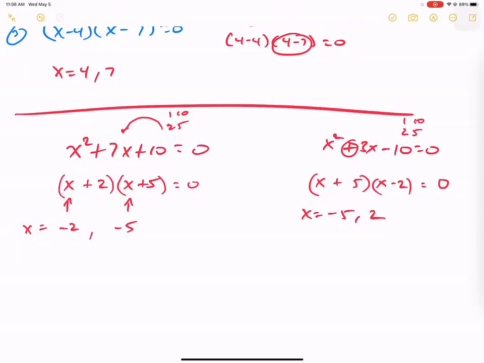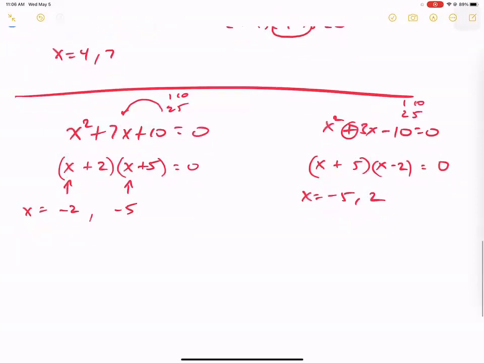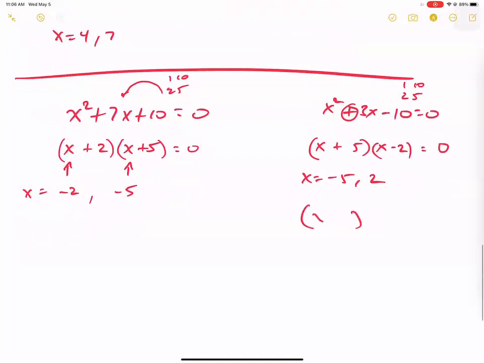Okay. I'm going to give you one larger problem. Does order matter? Great question. Order does not matter. If I write x minus 2 and x plus 5, they still multiply out to become x squared plus 3x minus 10. Same thing. Order does not matter when it comes to multiplication. 2 times 3 is the same as 3 times 2. Great question, though.